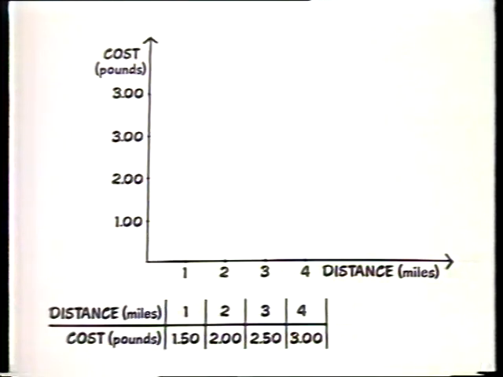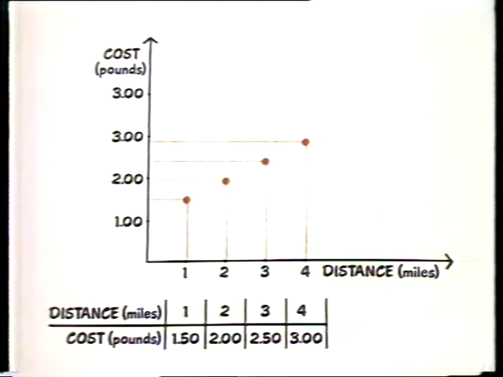Draw 2 axes, as in all those graphs we saw. Mark the horizontal one in miles, the vertical one in pounds. Now we can store the information from the table in a different way. For 1 mile, the cost is £1.50, so we mark this point. For 2 miles, the cost is £2, the point is here. Then for 3 miles, £2.50, and for 4 miles, £3. We've now stored exactly the same information.